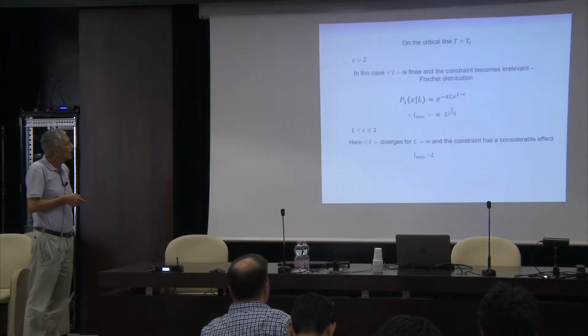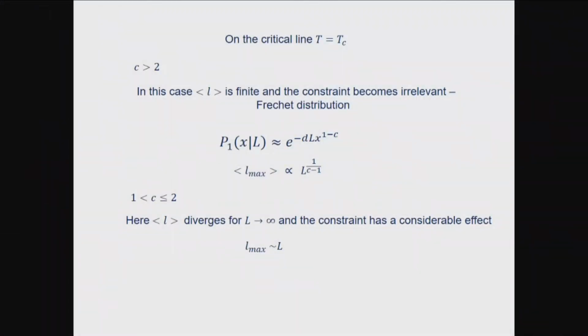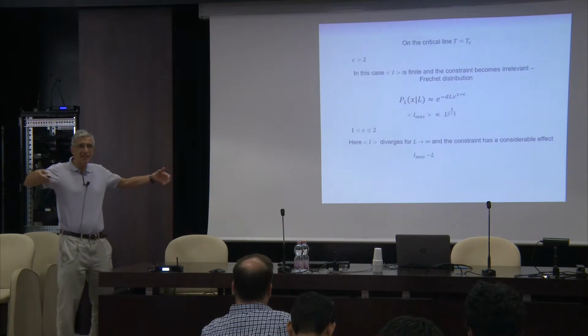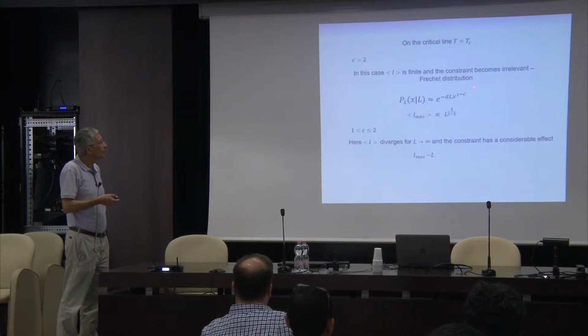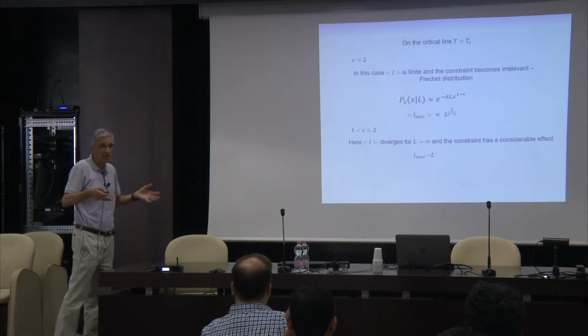On the other hand, on the critical line T equals Tc, if c is larger than 2, the average length of a domain is finite. And therefore, again, the constraint doesn't have much effect, and you get the Frechet distribution, because the average domain size is finite. On the other hand, if c is between 1 and 2, the average L diverges, and then the constraint has a strong effect.